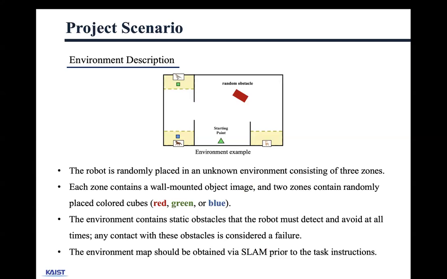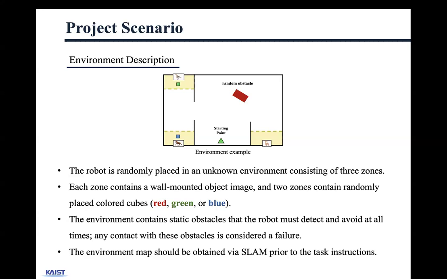Regarding the project scenario and environment, the robot is randomly placed in an unknown environment consisting of three zones. Each zone contains a wall-mounted object image, and two zones contain randomly placed colored cubes, which can be red, green, or blue. The environment contains static obstacles that the robot must detect and avoid at all times, as any contact with these obstacles is considered a penalty. The environment map should be obtained via SLAM prior to receiving the task instructions.